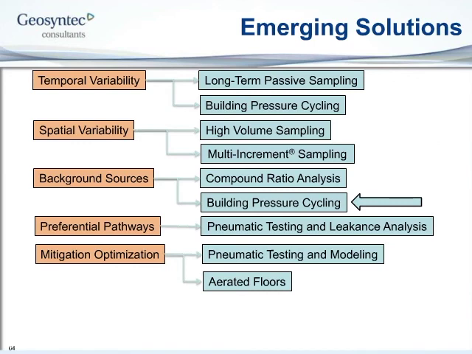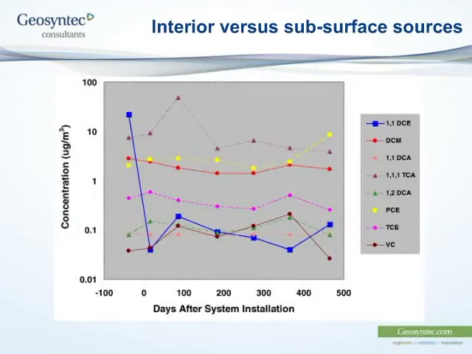So that's one method. Another method is the building pressure cycling, which I've already spoken about, but I'll show another set of data. The building pressure cycling, if there are multiple chemicals present, go forward.